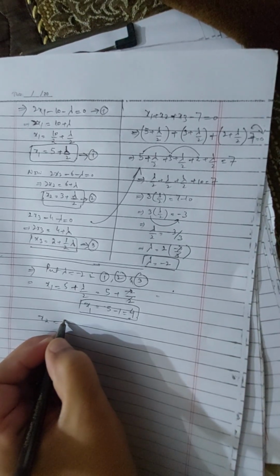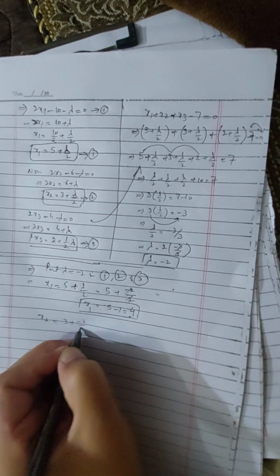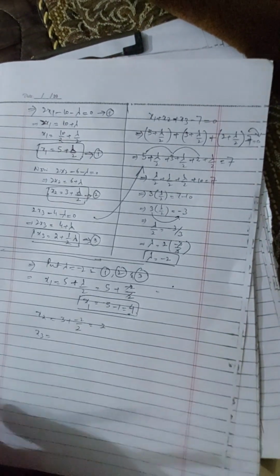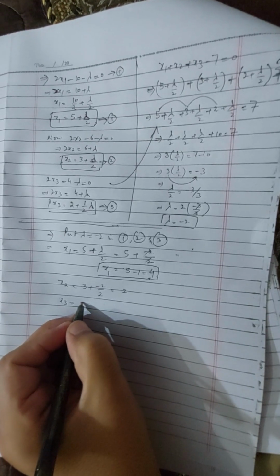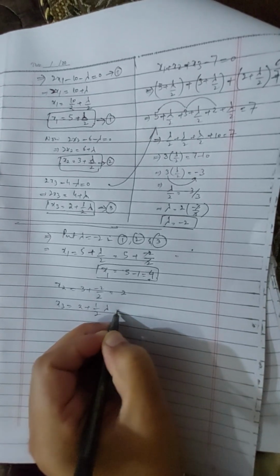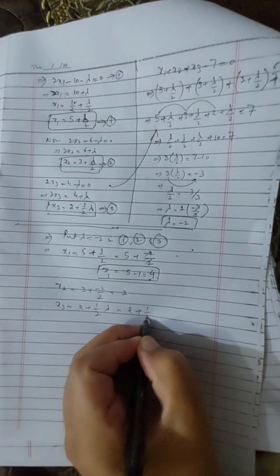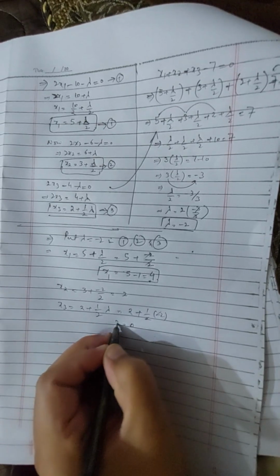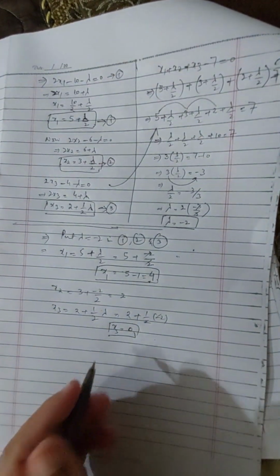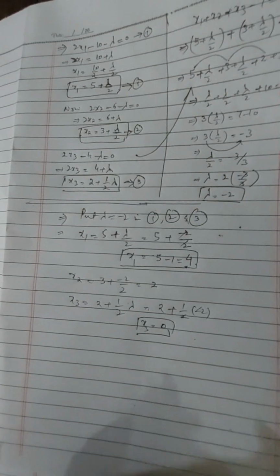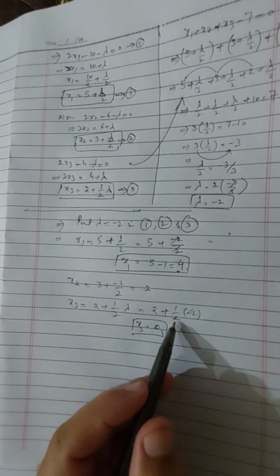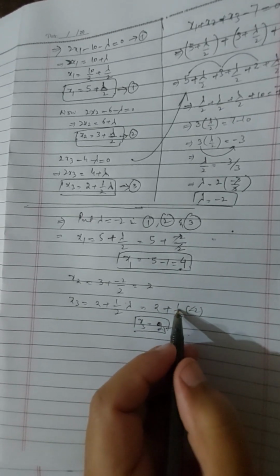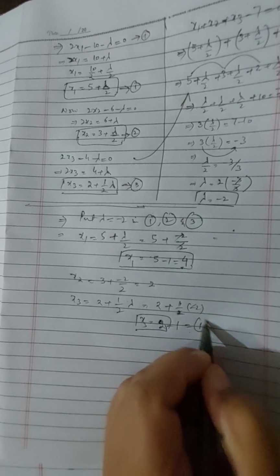Similarly, x2 is equal to 3 plus minus 2 by 2, which is equal to 3 minus 1, which is equal to 2. And x3 is equal to 2 plus 1 over 2 lambda, which implies 2 plus 1 over 2 into minus 2. Sorry, this one is 2 minus 1. The 2 and 2 will get cancelled, so it will be minus 1. 2 minus 1 is equal to 1. So x3 is equal to 1.